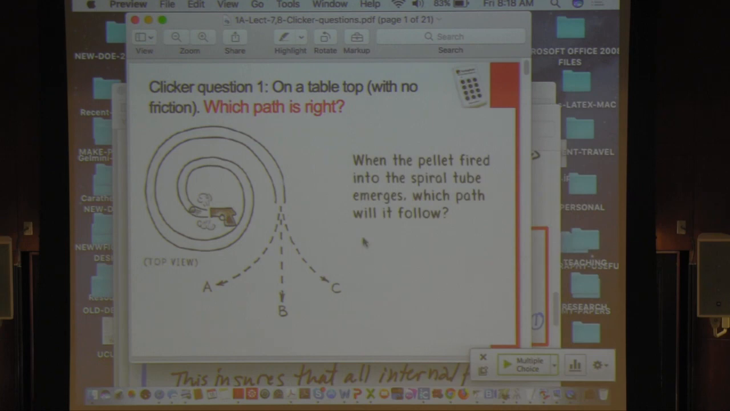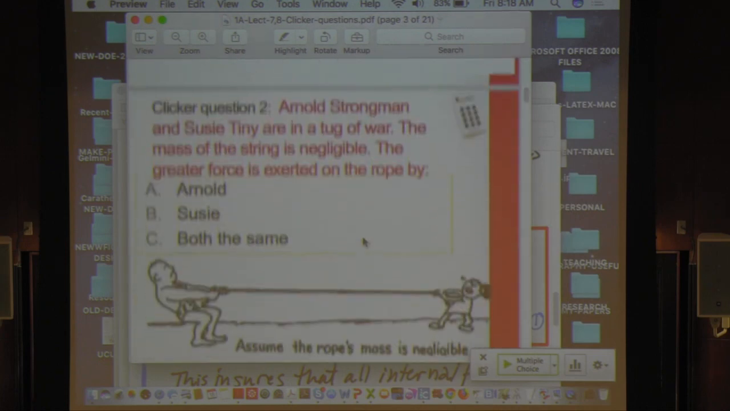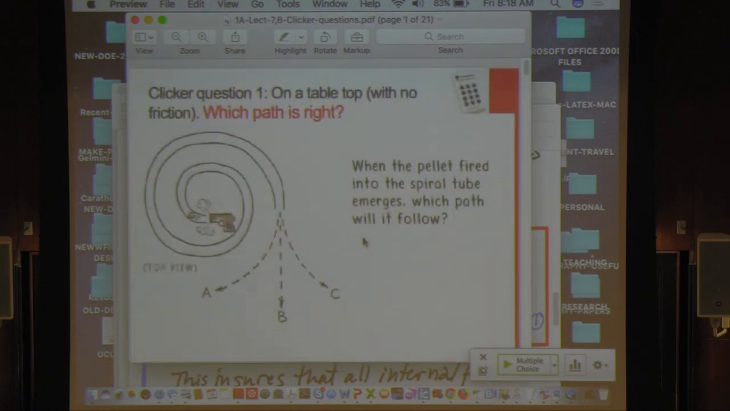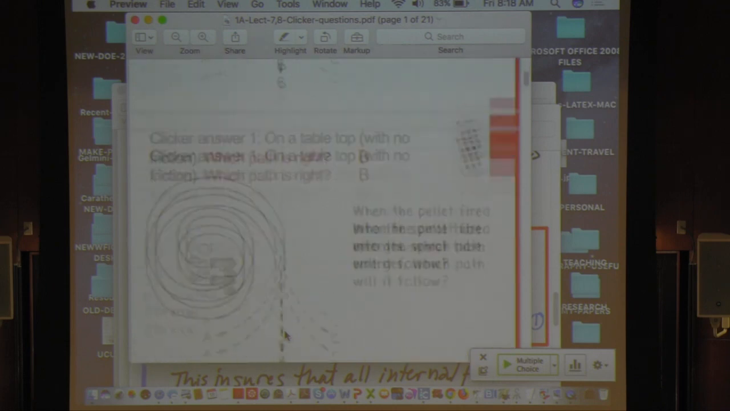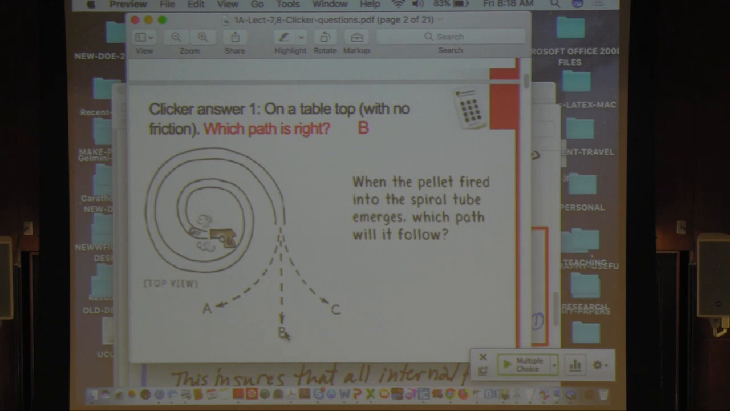Yes. Here is the second. So the question, the right path is B. Once it is not being pushed any longer, it will continue with a constant velocity, and therefore in a straight path. So the right answer is B.